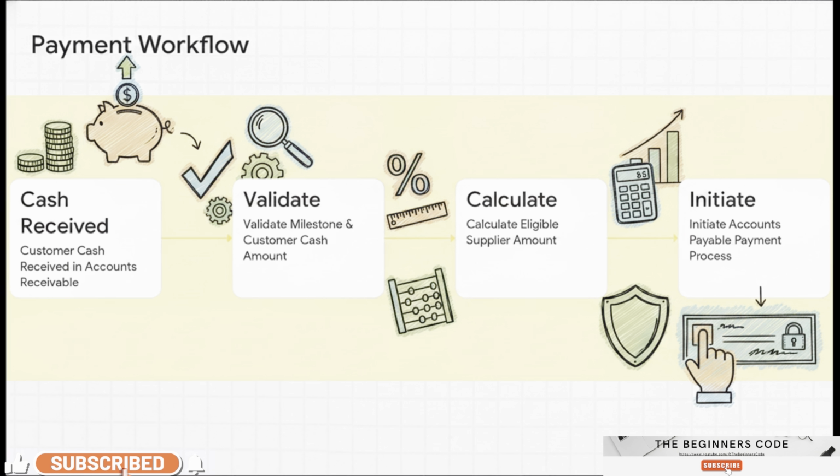Step 3 is the calculator. It figures out exactly what percentage the supplier is owed based on whether it was a partial or a full cash receipt. And finally, Step 4 securely unlocks the door, initiating the accounts payable process. It is a completely protected, logically sound sequence.